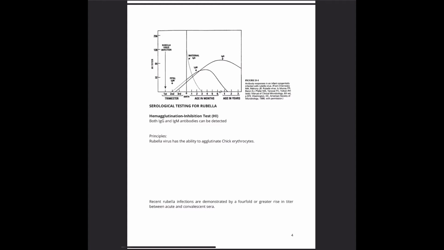The test is valid providing the antigen back titration confirms that the correct antigen dilution was used and controls show that nonspecific inhibitors and agglutinins were removed. The endpoint is read as the highest dilution of serum that completely inhibits agglutination. Recent rubella infections are demonstrated by a fourfold or greater rise in titer between acute and convalescent sera. So a high titer is considered greater than 1 to 8, and this indicates immunity to rubella disease.